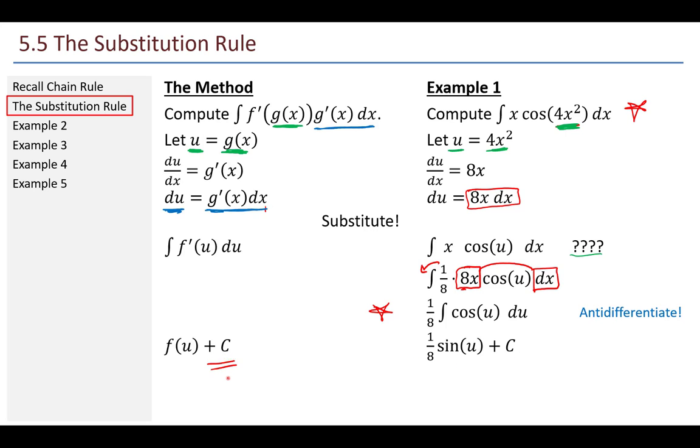I have one last step, and that is to replace the u with what it really represents. U was really g of x, so I can put that back. And on the right, u is really 4x squared, so I get my answer.